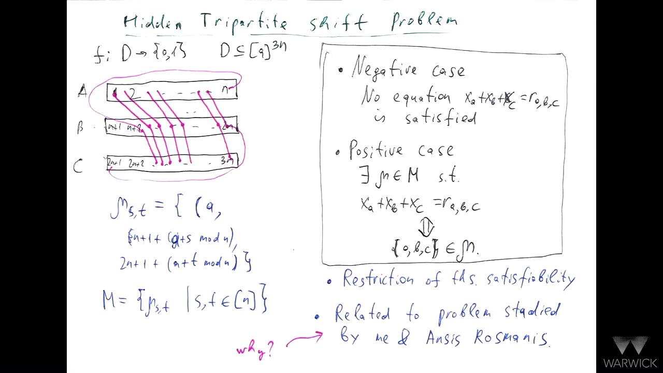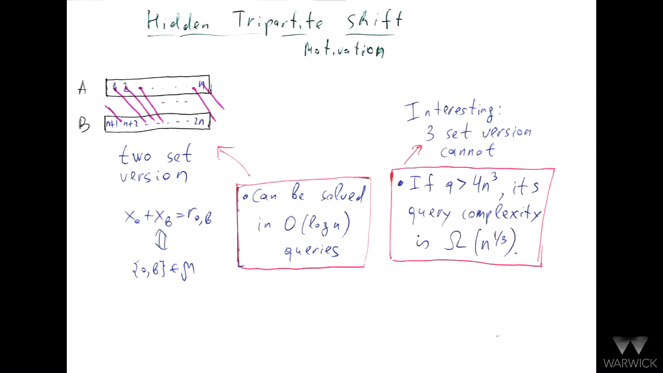Because it's closely related to the problem studied by me and Ansis Rosmanis. So the question is, why did we study this problem previously? I think that's maybe the last thing I want to talk about: why I was interested in this problem in the first place. Because if we take a two-set version of this problem, the hidden shift, it has a close relation to the hidden HSP problem. It's known it can be solved in very few queries.